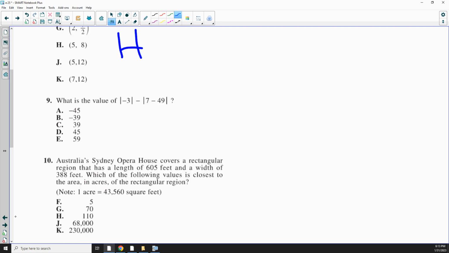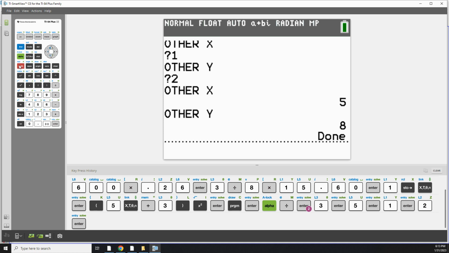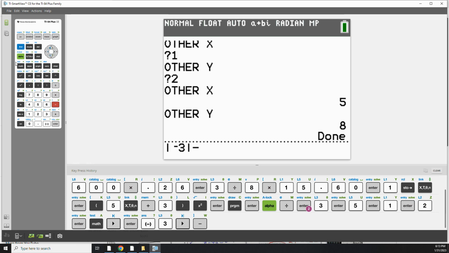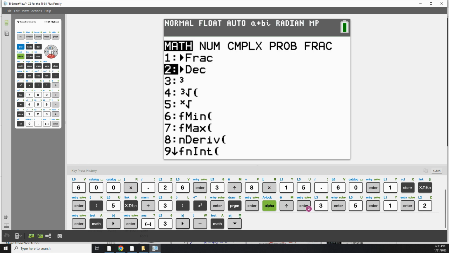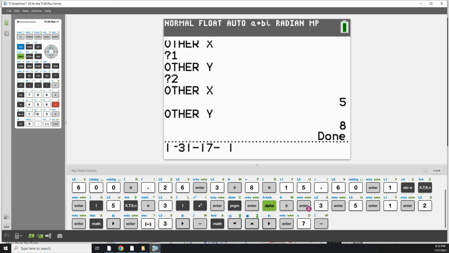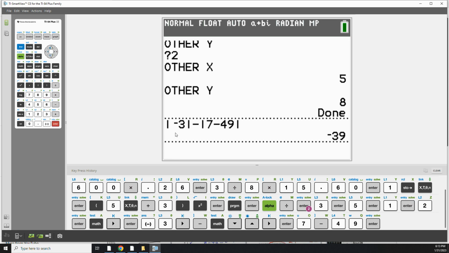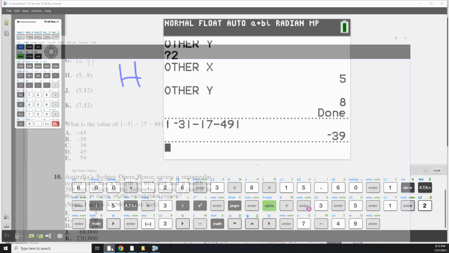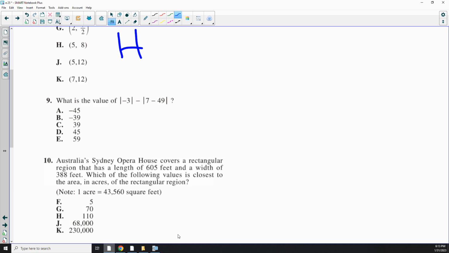Another good use of the calculator is to put the -3 inside of the abs. So I would go -3, math, number, abs, -3, outside, a minus, and then what were the other numbers? Another abs, 7 minus 49. Oops, I need to go over abs, and 7 minus 49. All the minuses are big except for the 3. The 3 you're going to hit baby minus and get -39. Choice B.